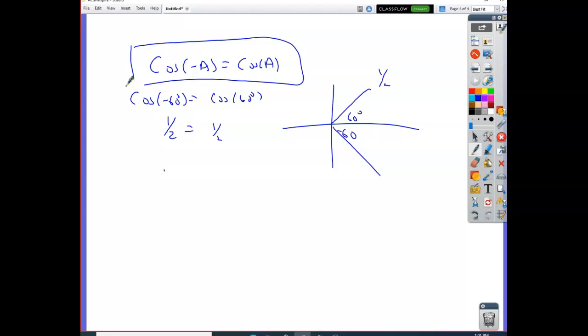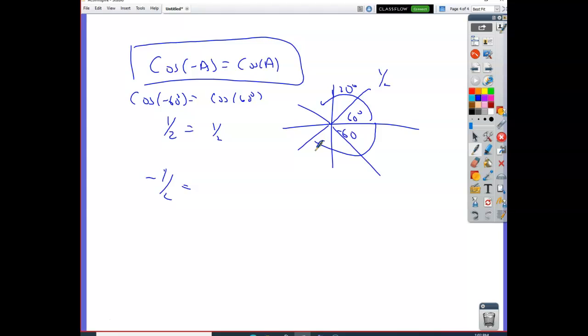So what if the angle's not in that fourth quadrant? What if it's over here? What's cosine of 120 degrees? It's in the second quadrant where cosine is negative, right? It's going to be -1/2. And what's cosine of -120? Same reference angle, 1/2, same quadrant, so therefore it's also negative. Weird, huh? We can do magic with trig. That's actually the most important part of this.